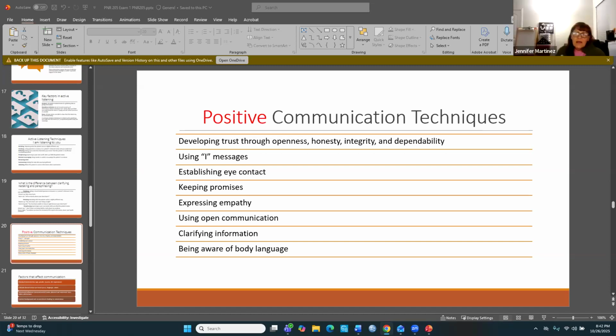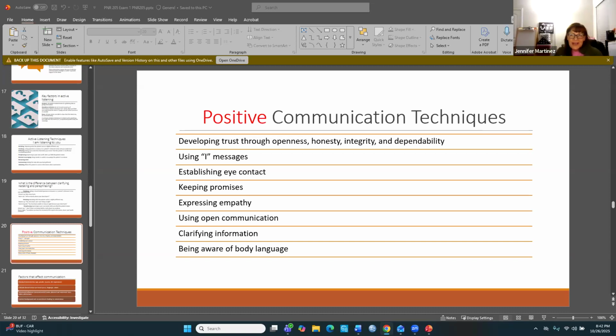Expressing empathy. Empathy is just the ability to understand and appreciate what someone else is feeling, but we don't feel that emotion ourselves. And so it allows us to understand how someone is feeling, why they feel that way. It also helps us to maintain control of our own emotions as well as to think clearly. So being empathetic with our clients, with our coworkers.